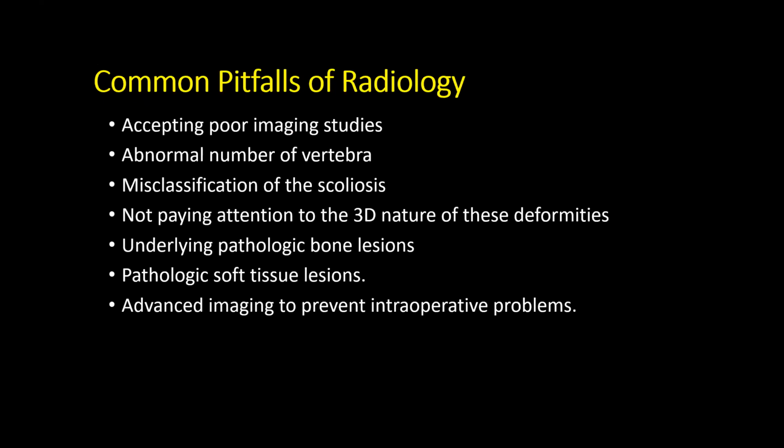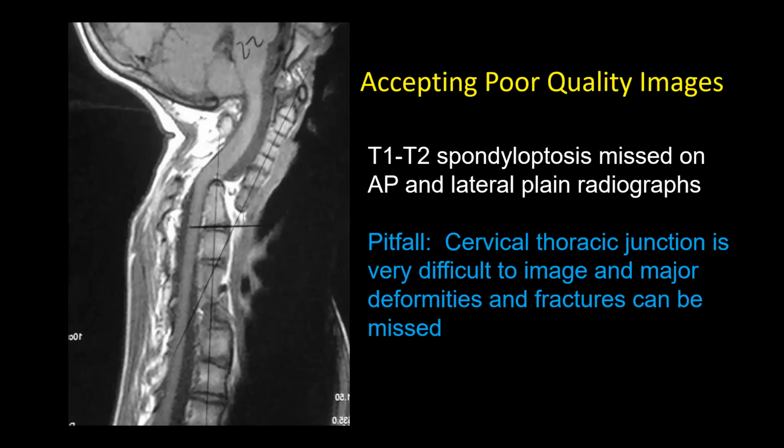I'm going to get into some of the pitfalls that I've learned over the course of my career. These are some of them. I'll go into specifics on these. One of them is accepting poor quality imaging. This is an example of a T1 to T2 spondylosis that was missed on the AP and lateral radiographs.